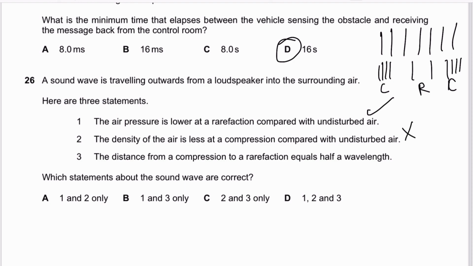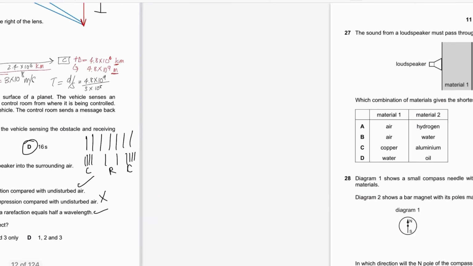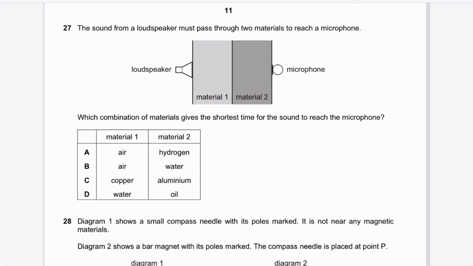The third one. The distance from a compression to a rarefaction equals half a wavelength. Is that true? Yes, it's true. Which statements about the sound wave are correct? Obviously, we had 1 and 3. So the answer is B. Hey, that rhymes. Lame, sorry.